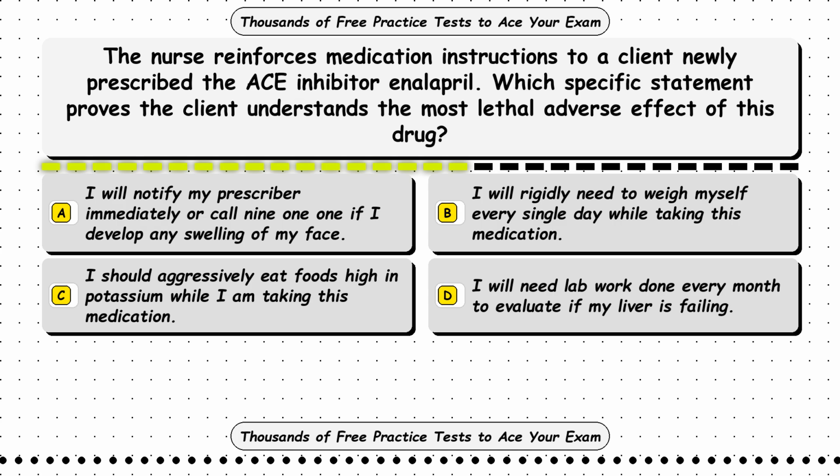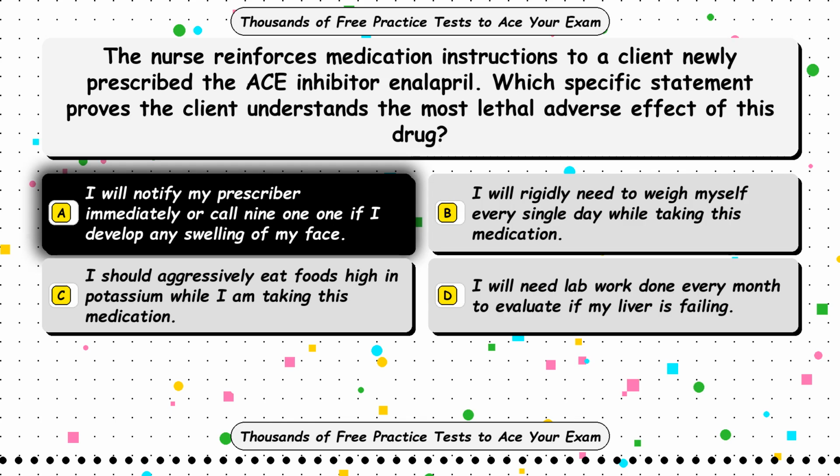Option B. I will rigidly need to weigh myself every single day while taking this medication. Option C. I should aggressively eat foods high in potassium while I am taking this medication. Option D. I will need lab work done every month to evaluate if my liver is failing.